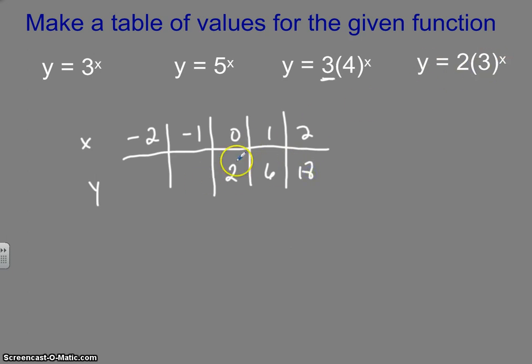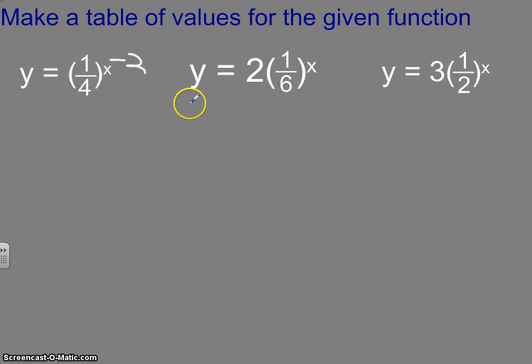Okay, 3 to the negative 1 is 1 over 3. Multiply that by 2, you get 2 over 3. 3 to the negative 2 is 1 over 9. Remember, the negative changes positions, the 2 squares it. 1 over 9. 2 times 1 over 9 is 2 ninths. That's it. Let's look at the next one.